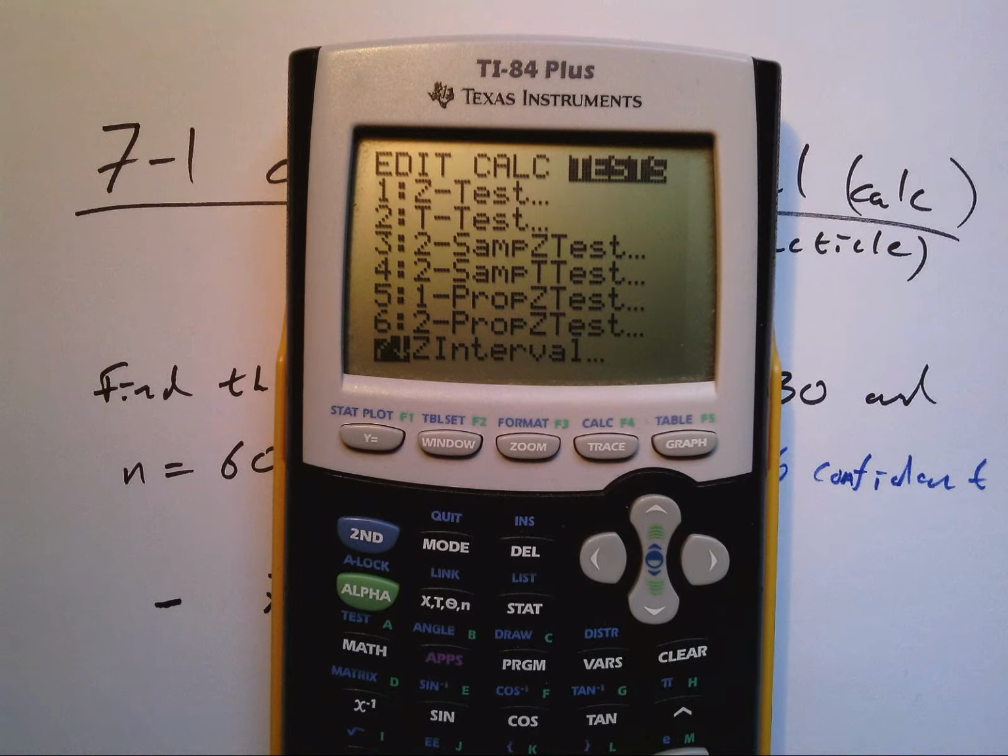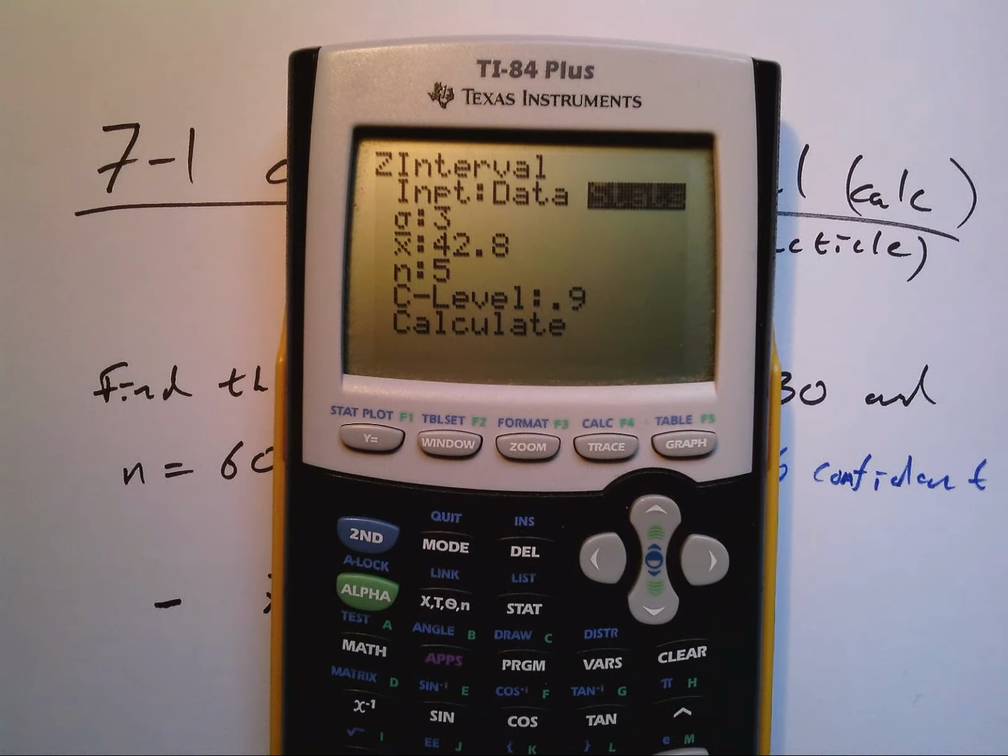In 7-2, we're going to be doing a t interval, but for 7-1, it's going to be a z interval, and that's because we have a known sigma. Additionally, the sample size is bigger than 30, or we have a known sigma and the sample size is less than 30, but we additionally get the fact that it comes from a normal distribution. For this one, we had sigma, and the sample size is bigger than 30. So z interval, hit enter.